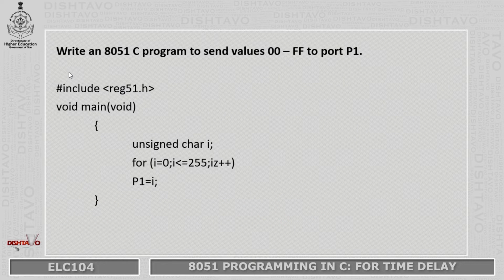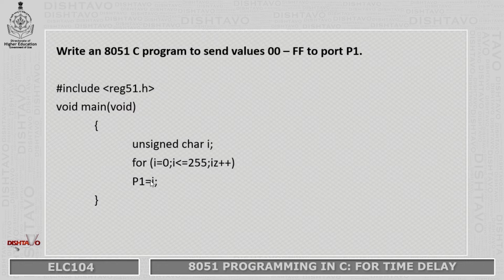So over here we'll have a quick review. Write a C program to send the values of 00 to FF to port 1. So we need to include the reg51.h, which includes all the special function registers, a void main void, and I have used unsigned char i. So the value which can go is 0 to 255. So I have used a simple for loop for i equal to 0, which is your initial condition, i less than or equal to 255, i plus plus.